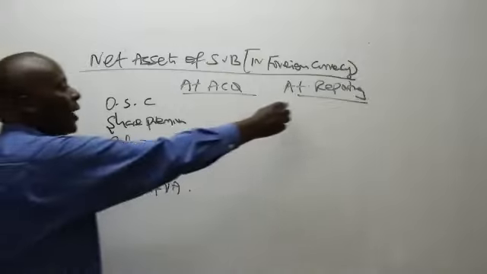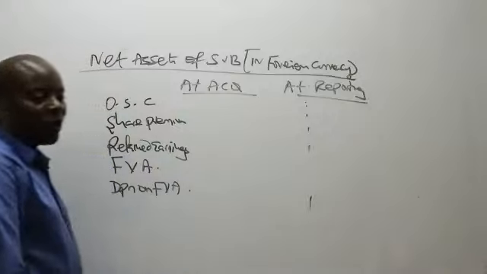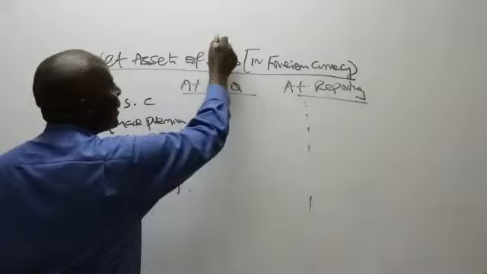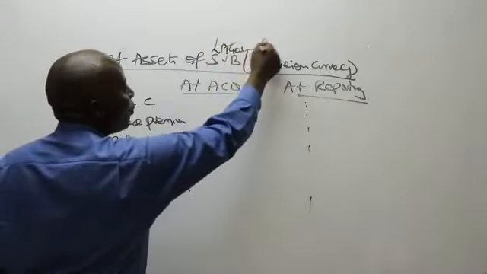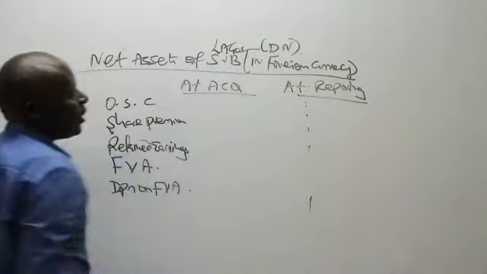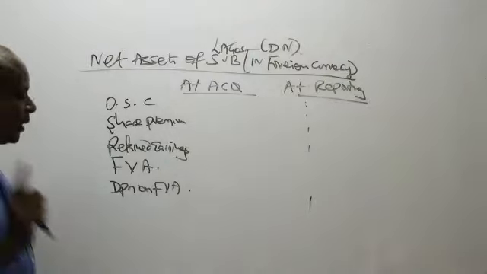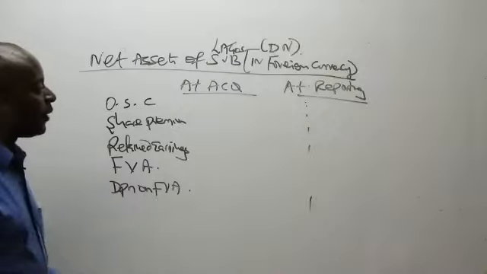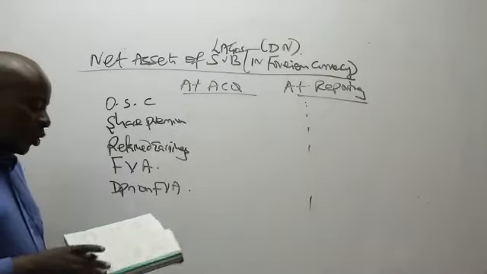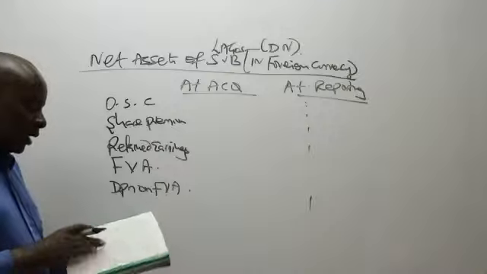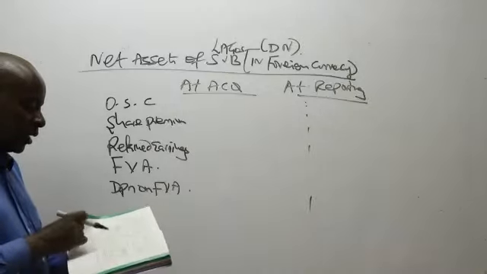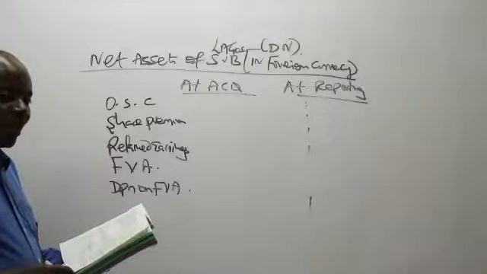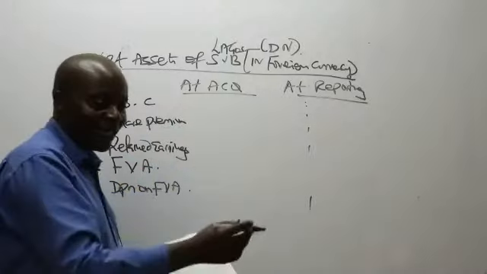Come, let's fill the column first. Remember it is the net assets of the subsidiary, Lagos, in terms of its currency, which is the DN. Let's fill in at reporting first. At reporting is the same as at year end.